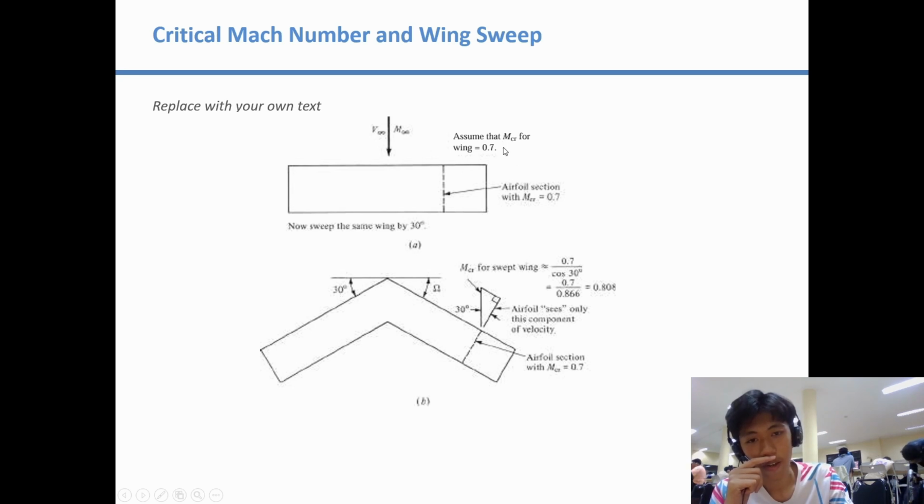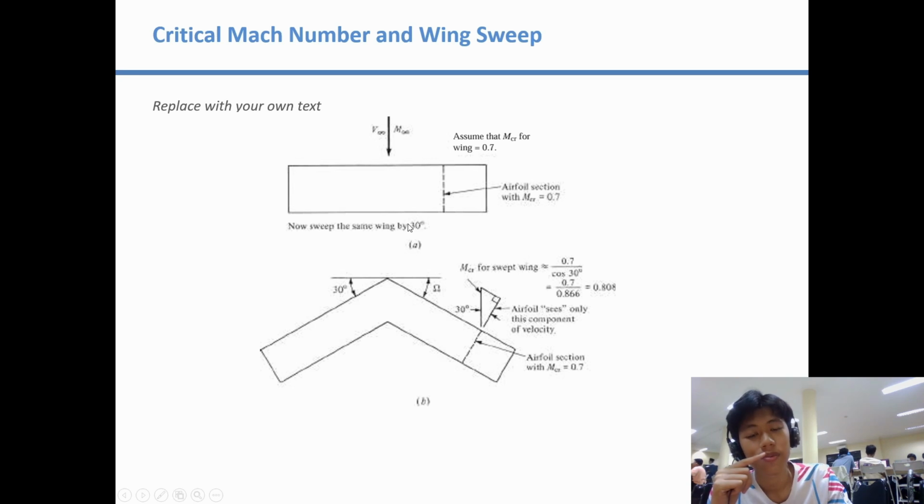So for example, if you have a critical Mach number of 0.7 in this straight wing, and a really same wing, but you just sweep it, you just have to give it a sweep angle of 30 degrees. The critical Mach number will be affected by the factor of cos 30. You can see this, the Mach number is increased. You see that? So the critical Mach number is increased, but the real velocity of the air here is decreased.